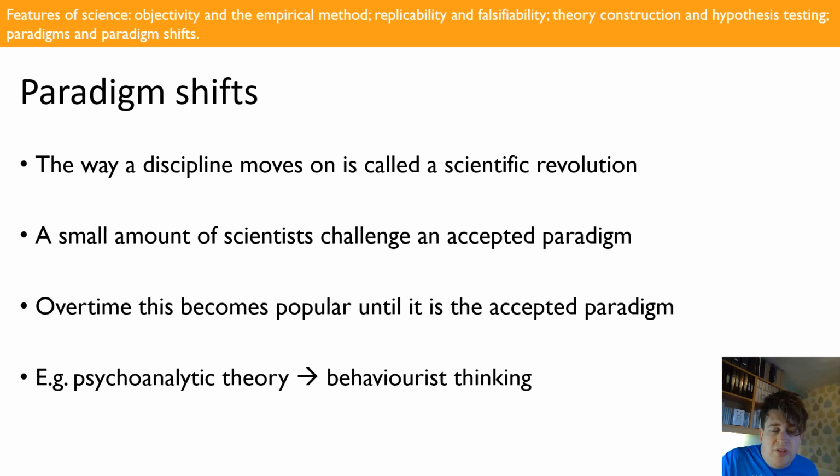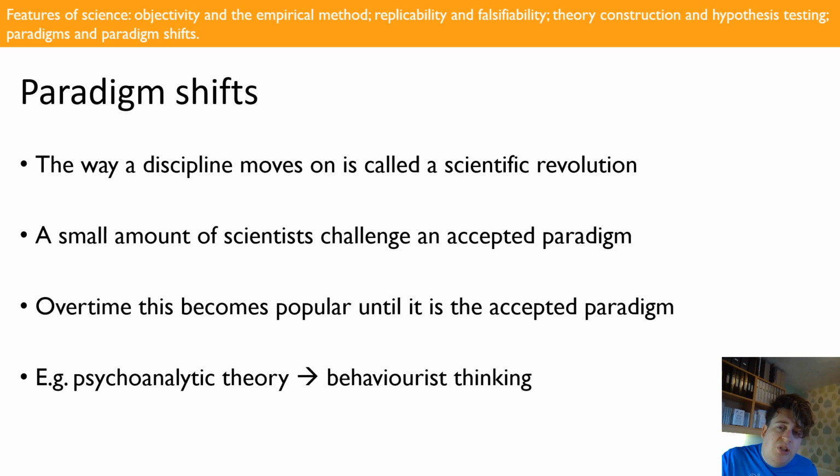Finally, paradigm shifts. So this is how a discipline moves on. So this is called a scientific revolution. And this is where you have a small amount of scientists who see things slightly differently. So they challenge the accepted paradigm. And over time, this paradigm starts becoming popular and then eventually becomes the accepted paradigm.